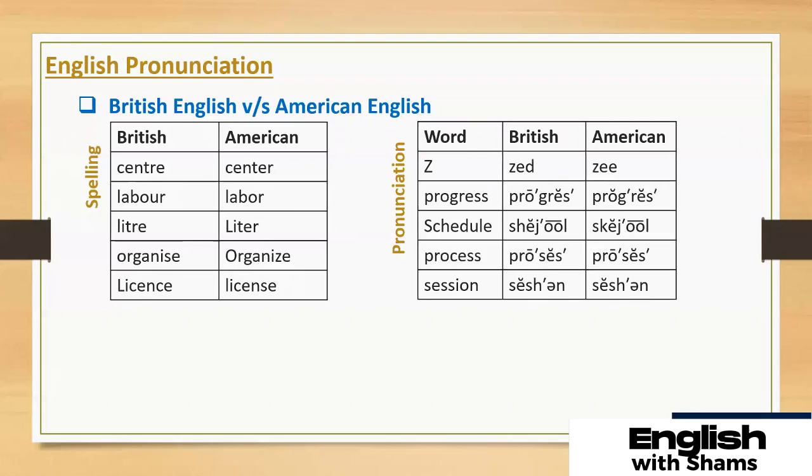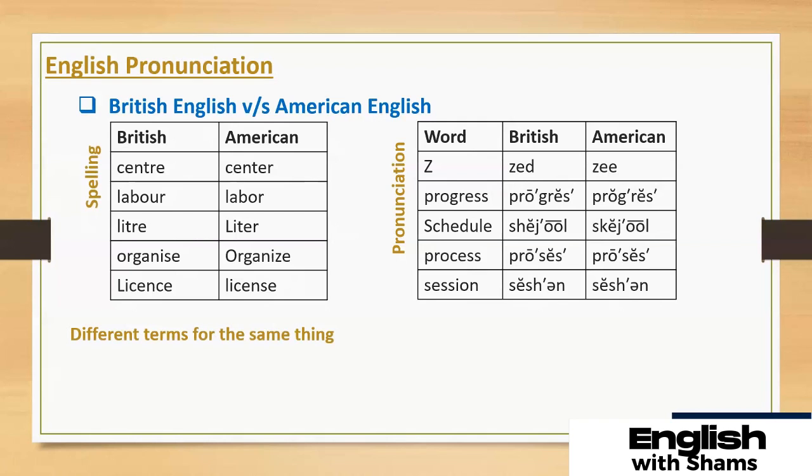Look at other aspects like pronunciation. In British, this letter Z is called zed. In America, it is called zee. Similarly, look at another word. Here in British, it is called progress, and in America, progress, with a different stress. In British, this is schedule, and this is also schedule in America, pronounced differently. All right. So all these differences in pronunciation and spelling, we will be discussing in English pronunciation.